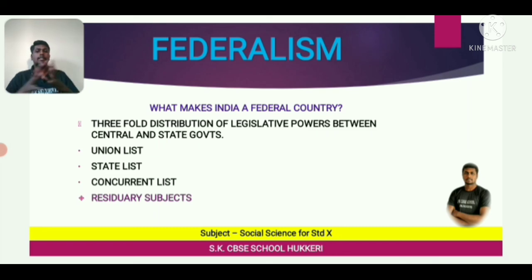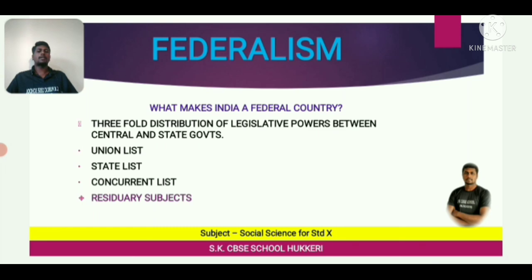In case of any dispute about the division of powers, the high courts and the supreme court can make a decision. If the state and central government have any dispute about exercising power, then the high court or the supreme court can make the decision.